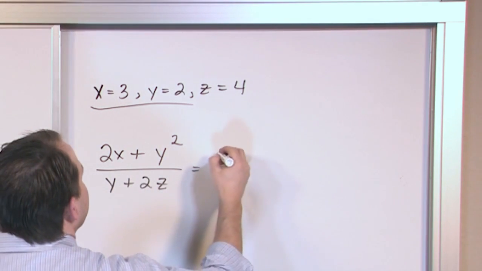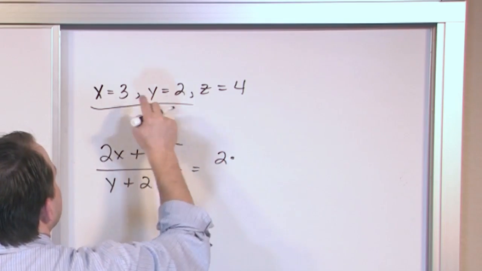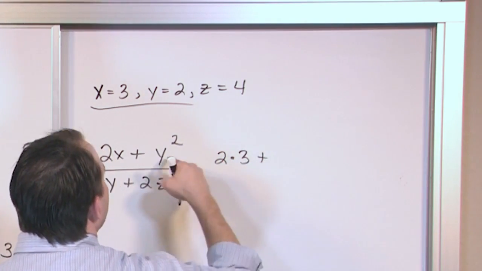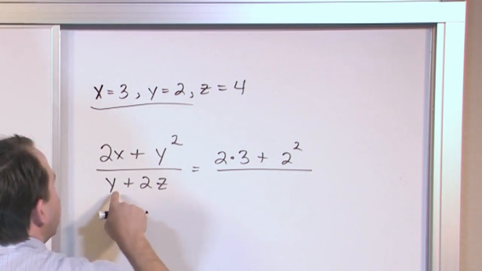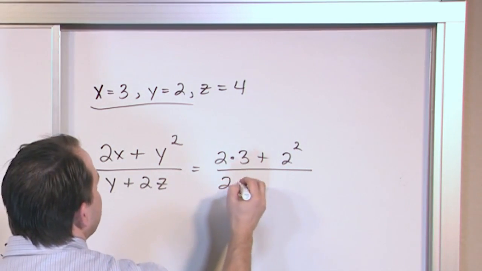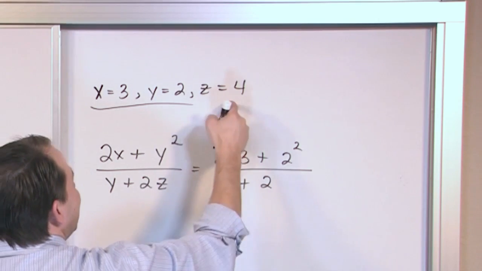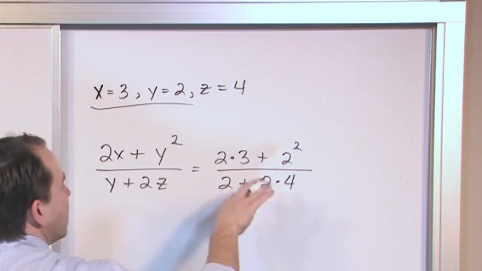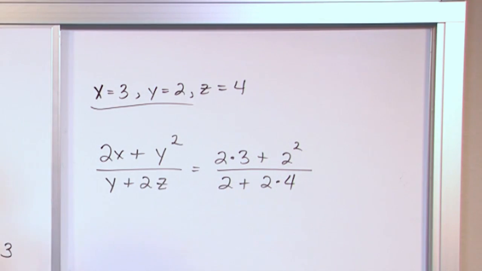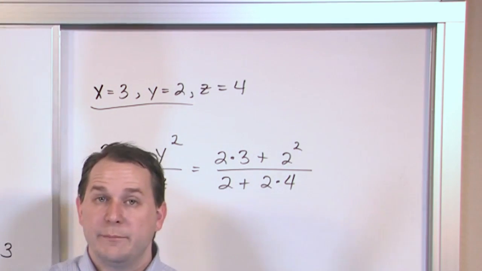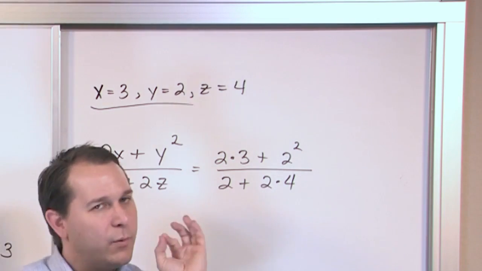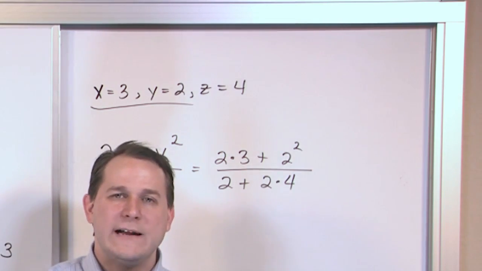2 times x, x is equal to 3, plus y squared, y is equal to 2, all divided by, here we have y, which is 2, 2 times z, which is 4. Now this looks really monstrous. So the first thing you would do is look in your order of operations and see if you have any parentheses. No, you don't.